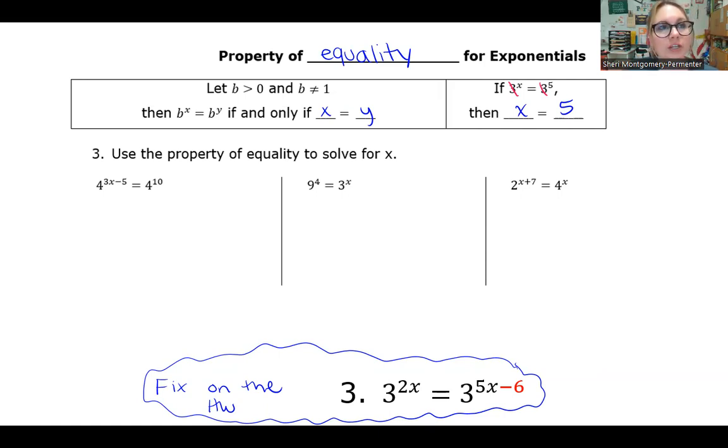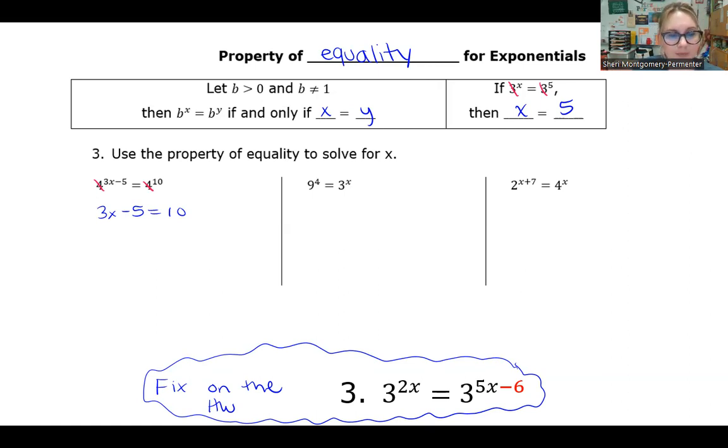So for the first question, are the bases equal? Yes, so let's mark them out. And let's set the exponents equal. This is only one step more than what we've been doing. Now we just have an equation to solve.